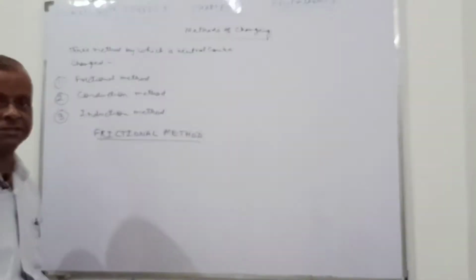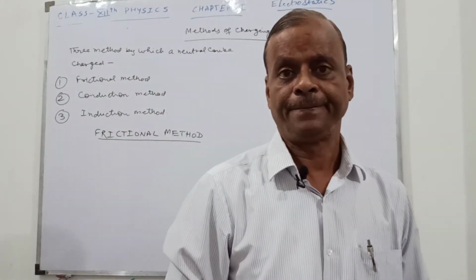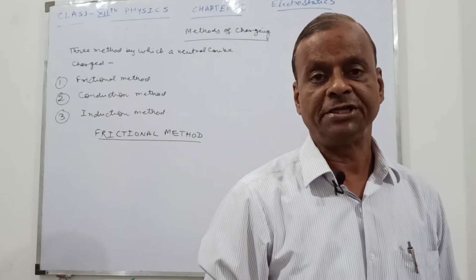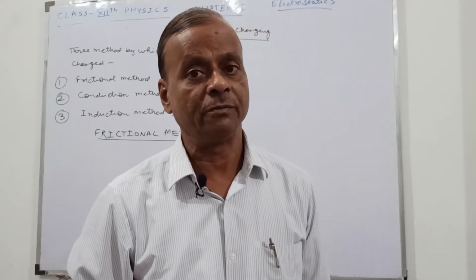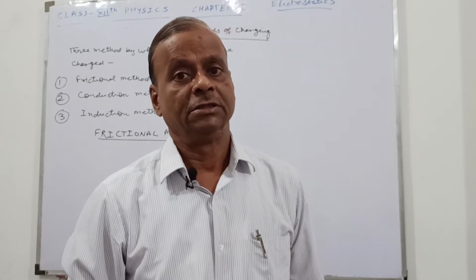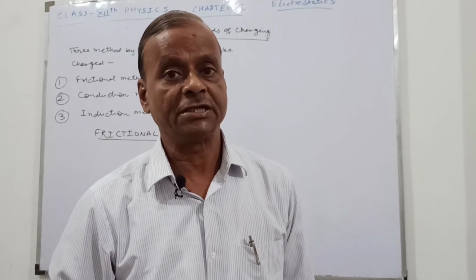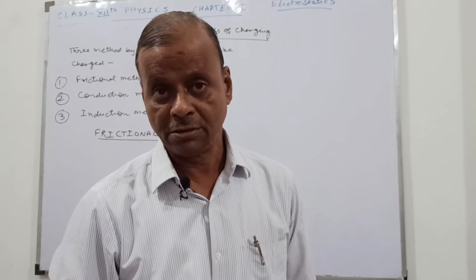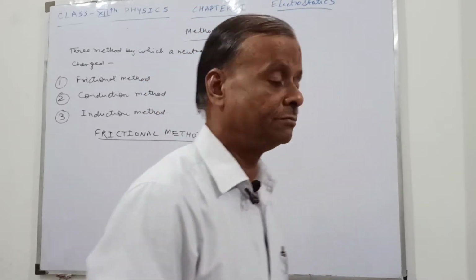Frictional method. I have told you about frictional electricity, that when two suitable objects are rubbed with each other, they get electrified due to the transfer of electrons from one object to another object. The object that loses electrons becomes positively charged, and the other, which receives the electrons, becomes negatively charged.